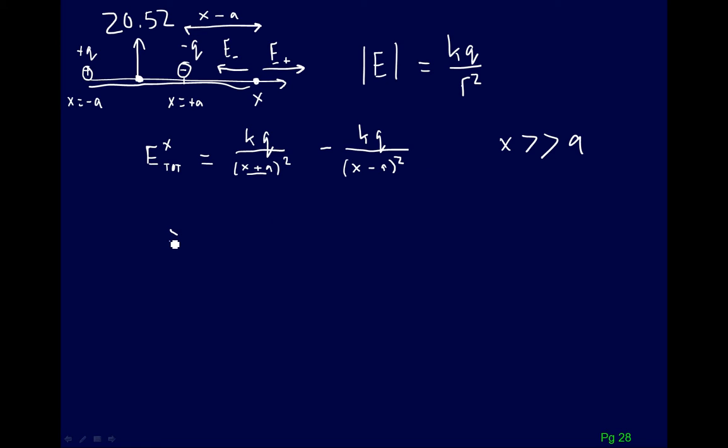What can be useful here is to take these two terms and add them up to get a common denominator. The way I would do that is I would write it kind of like this. So it's kQ.